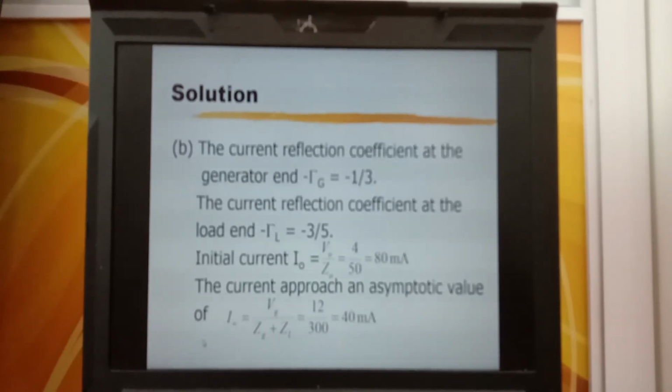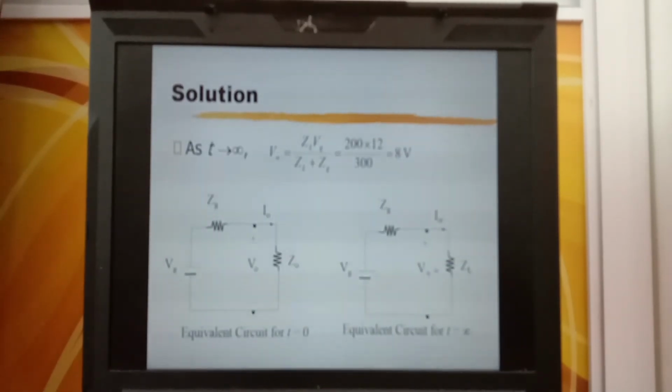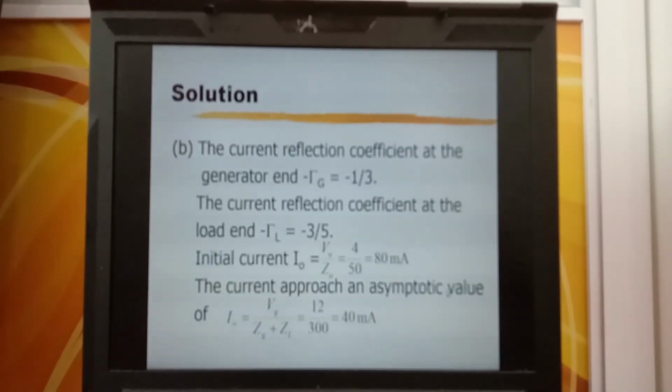Because at time t equals infinity, that is the steady state, it does not matter where the load impedance is connected along the transmission line, because the voltage everywhere along the transmission line will be the same at time t equals infinity. So we have current given by the voltage divided by the total impedance of Zg plus ZL. That gives us a current of 40 milliamp.